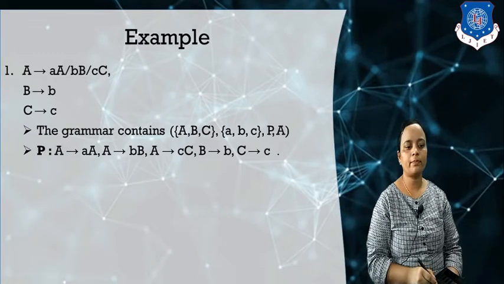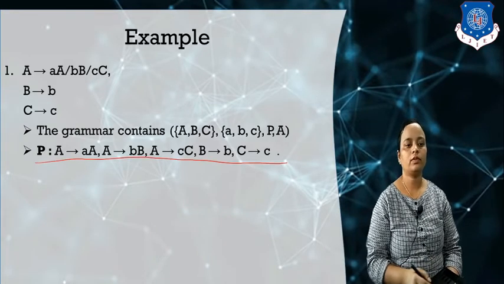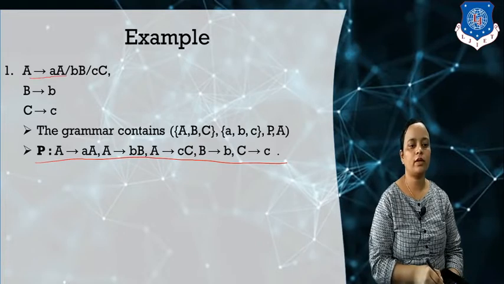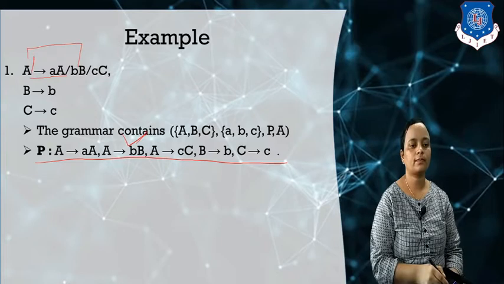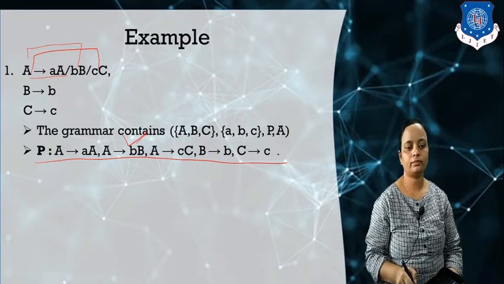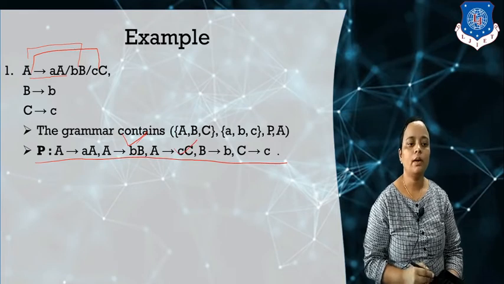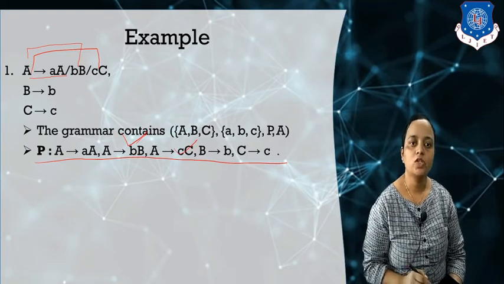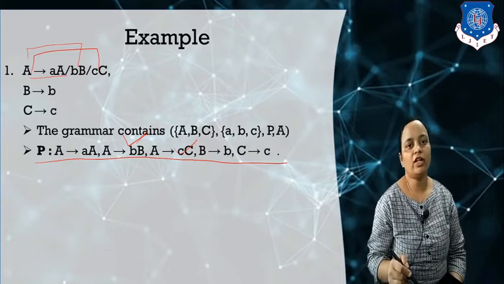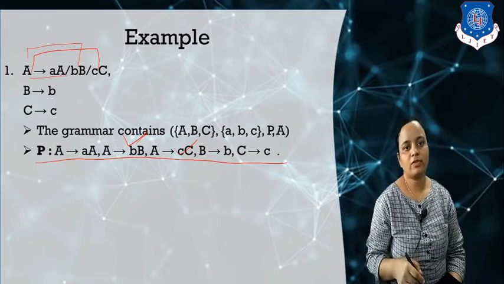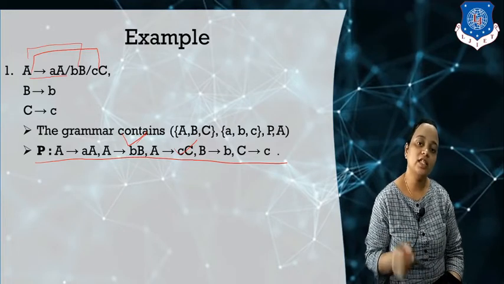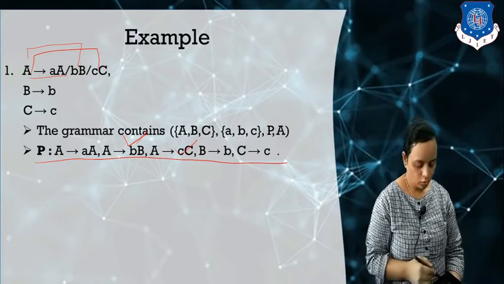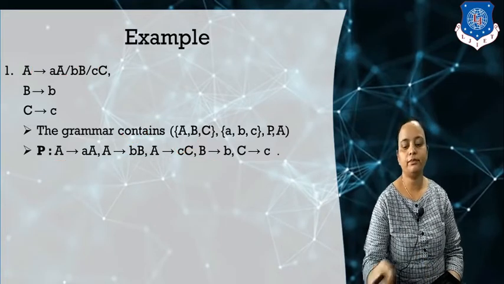So here I have defined the production rules. This is my production rule. As we know, A tends to small a, then A tends to small b capital B, and last, A tends to small c capital C, and B derives small b and capital C derives small c. In this way we can define the symbols.